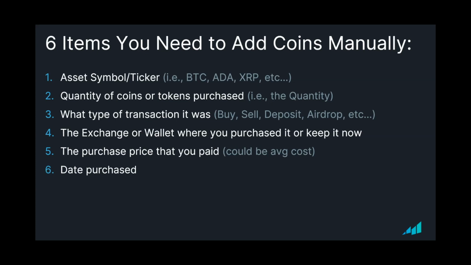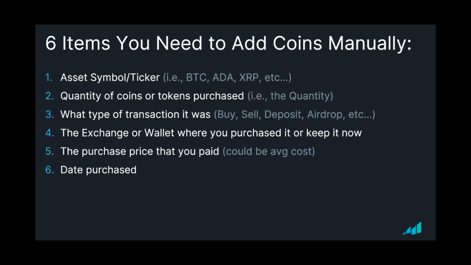Item number 6, and the final piece of information you will need, is the date purchased. If you do not have all this information readily available, the good news is the exchange that you purchased it on should have all this transactional information. You can go to the exchange and download the information, or just view it on your screen and write it down. We would recommend writing it down on paper or putting it on a spreadsheet, so you have it saved for tracking and tax purposes.